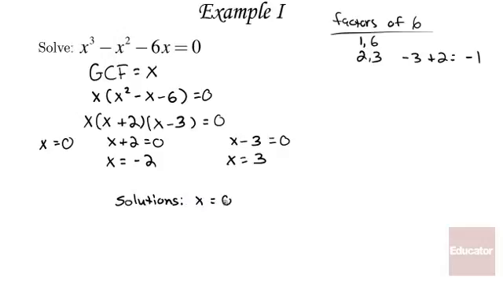x equals 0, x equals negative 2, and x equals 3. These are all solutions to this equation. And I solved this by factoring out the greatest common factor, x, factoring this trinomial, and then using the zero product property to solve for x in each of these expressions.